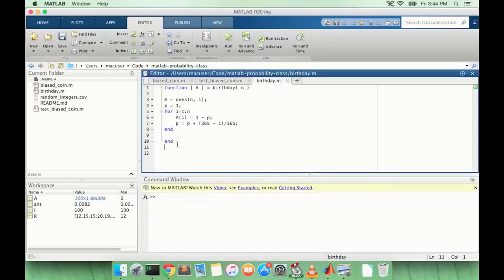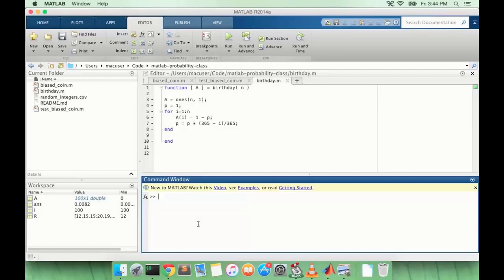Okay, so we know that we have to multiply by something over 365 each time and subtract that from 1. And so we can use a for loop to iterate over the thing that has to be subtracted and multiply the new value iteratively.